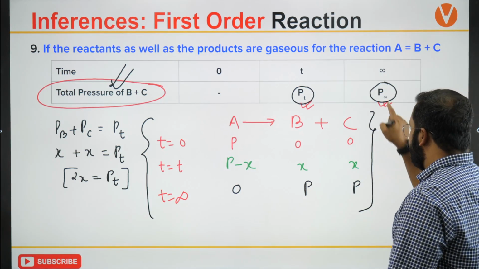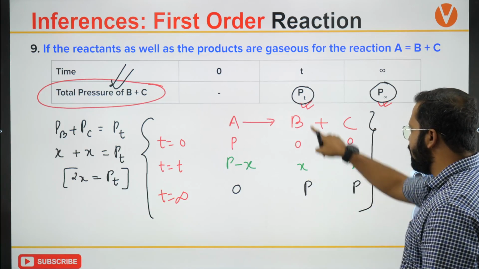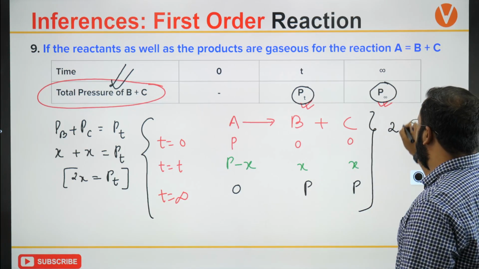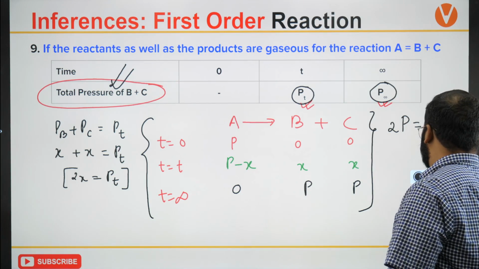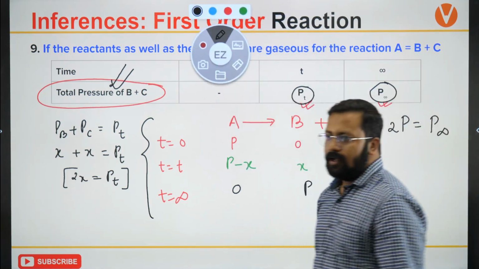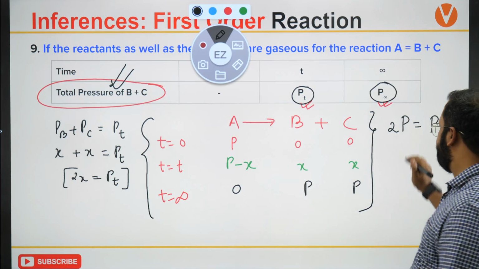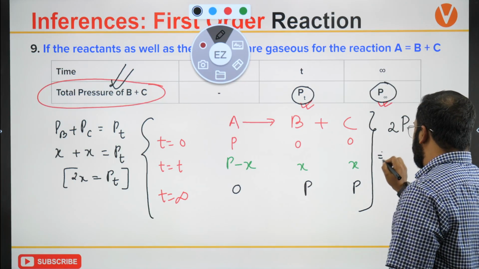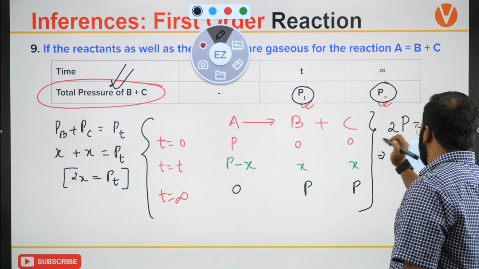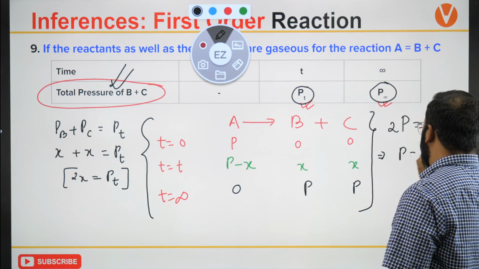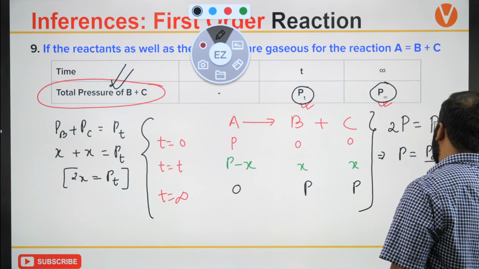The second inference that I have is at time infinity. Infinity पे क्या हो जाएगा? टोटल प्रेशर B plus C का 2P is equal to P infinity. So can I say P will be equal to P infinity by 2.